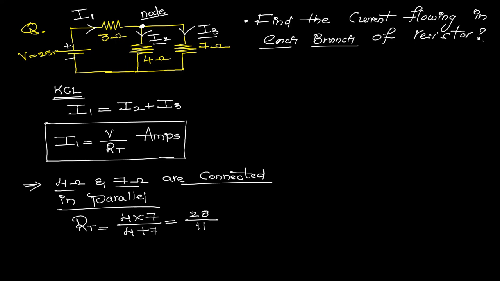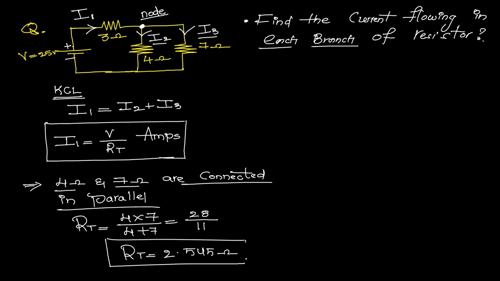Now if you simplify this one, 28 divided by 11, it will give the value of total resistance of the parallel combination of 4 and 7 as RT is equal to 2.545 ohms. Now see here, this is the resultant value of the parallel combination of 4 ohms and 7 ohms. Now what I am doing, I am substituting this resultant value in the actual circuit.